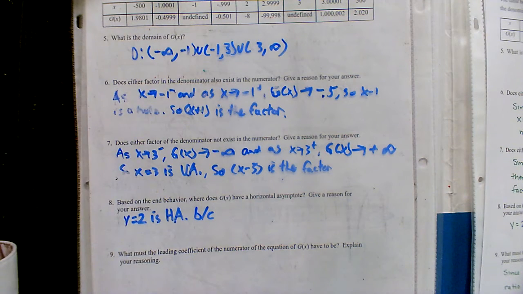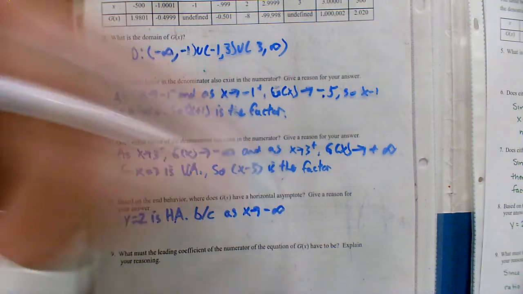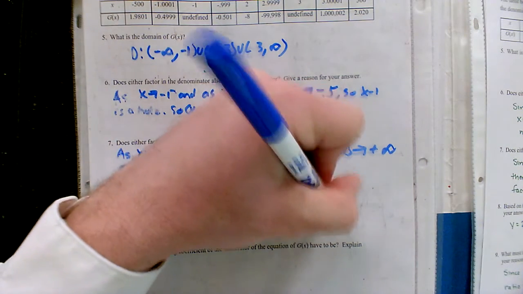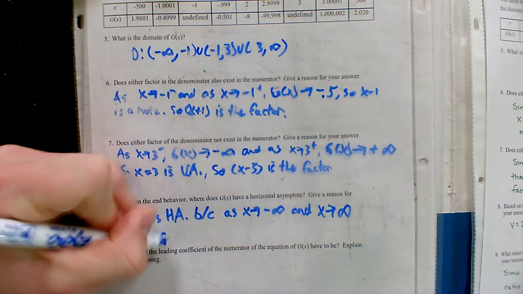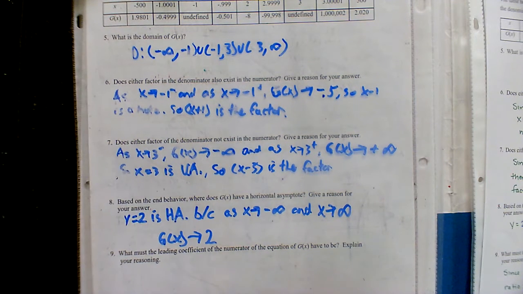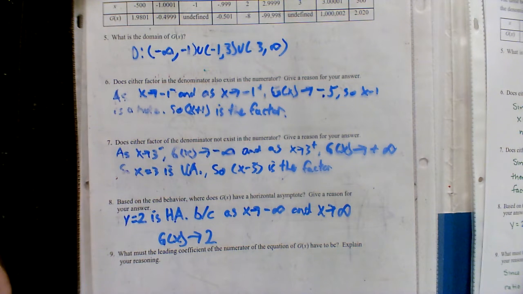because as x approaches negative infinity and as x approaches infinity, g of x approaches 2. Both of the end values are going towards 2 but never actually cross it.